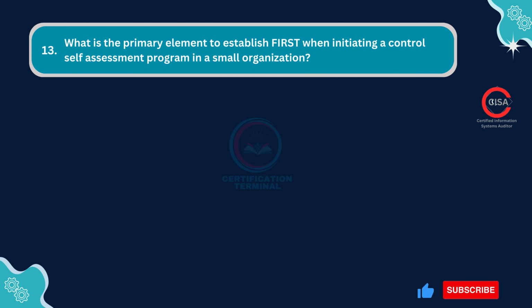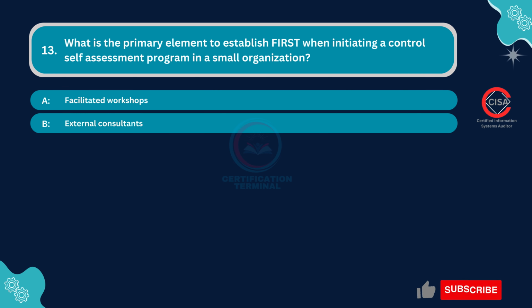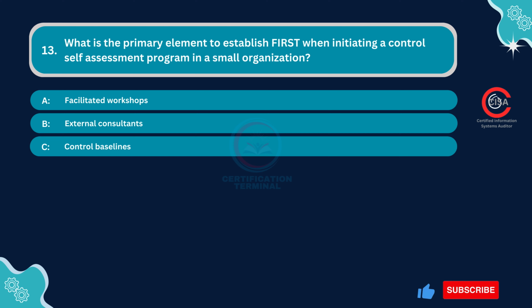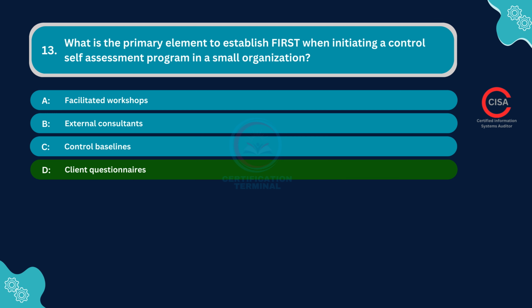Question number 13. What is the primary element to establish first when initiating a control self-assessment program in a small organization? Option A, facilitated workshops. Option B, external consultants. Option C, control baselines. Option D, client questionnaires. The correct answer is Option D, client questionnaires.